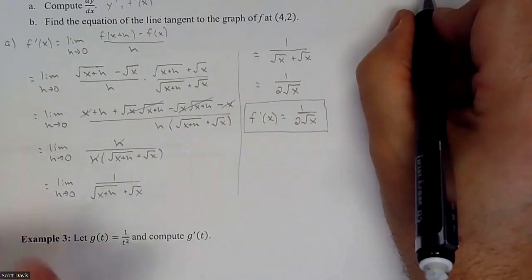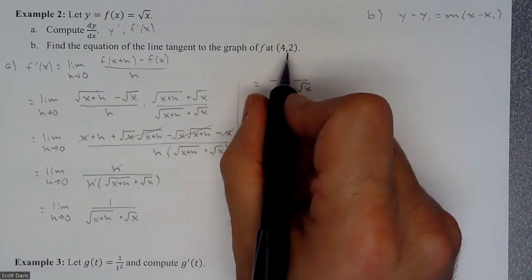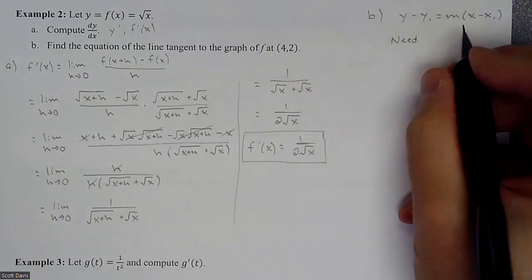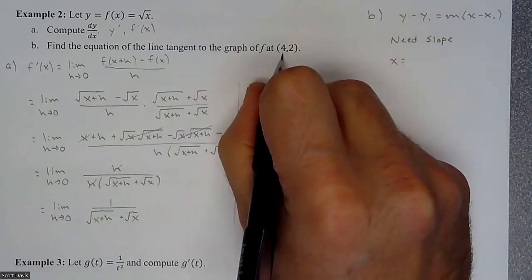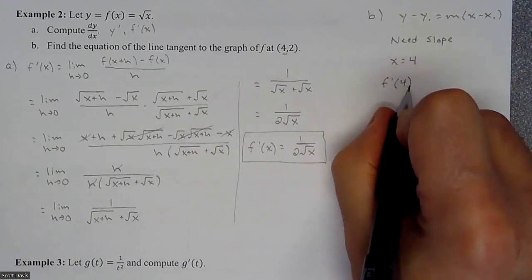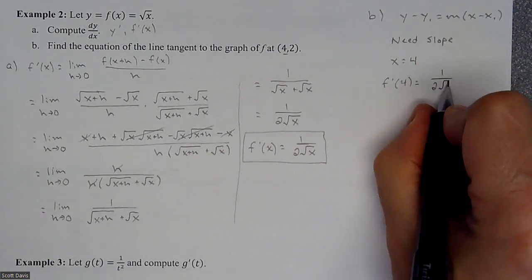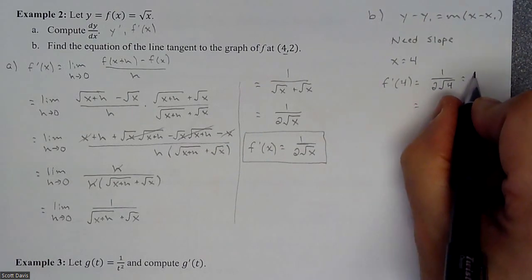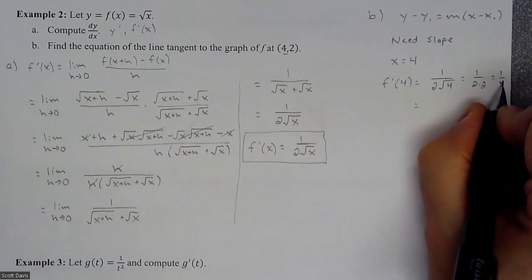All right, so part B was find the tangent line at that point. Well, we need a slope. That's the only piece that we were missing. So we now have a slope equation, and if our x equals 4, then what is the slope at 4? Well, we just plug it right in. So 1 over 2 times the square root of 4, that's going to be 1 over 2 times 2, which is 1/4.